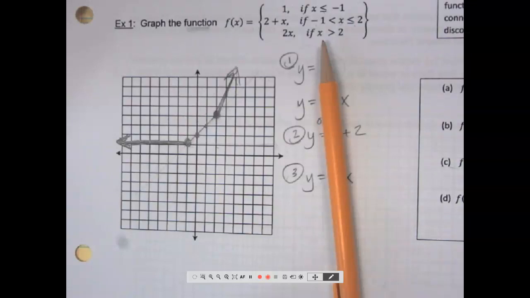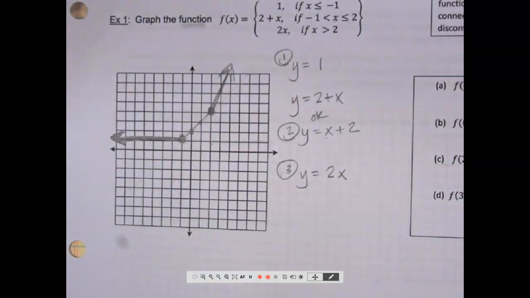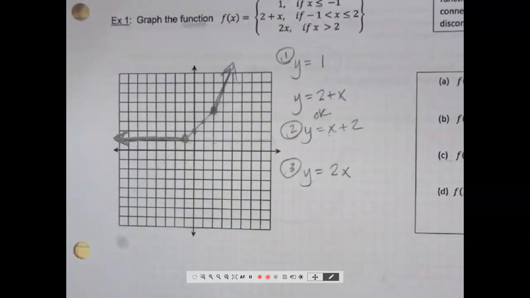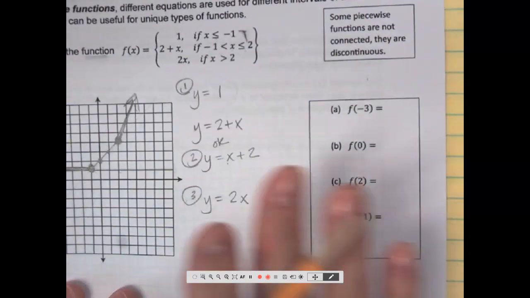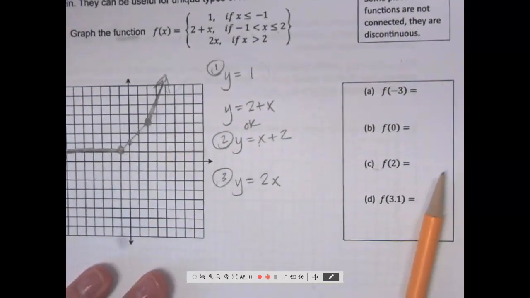That's a weird looking graph, isn't it? That is called a piecewise. So you are literally taking pieces of different graphs and putting them together. Okay? All right, I know that's weird. You've never graphed one, so who has a question? Are you sure? Okay. All right, let's look over here to the little box.